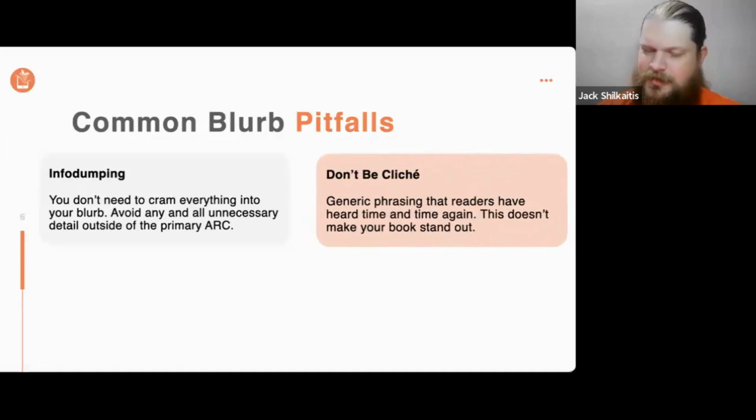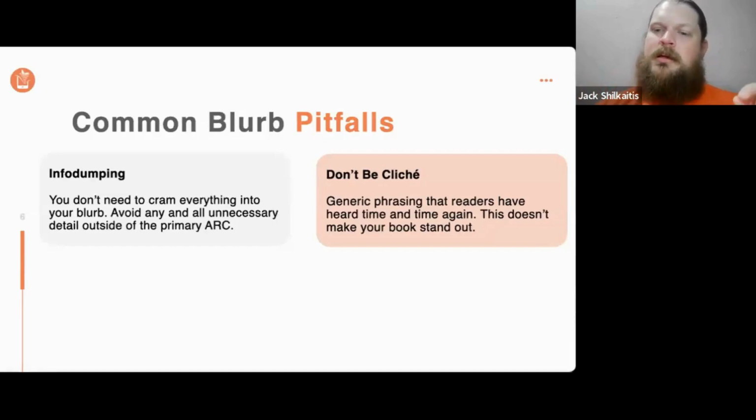Avoid cliche as much as you can. Generic phrasing that readers have heard time and time again doesn't make your book stand out, right? On a dark and stormy night, right? The one exception might be if you're intentionally embracing cliche. There are some genres where you can do this in an apt way, or maybe you start with a cliche, but then you put a twist on it. And right, that's different, but avoid just cliche on its own.